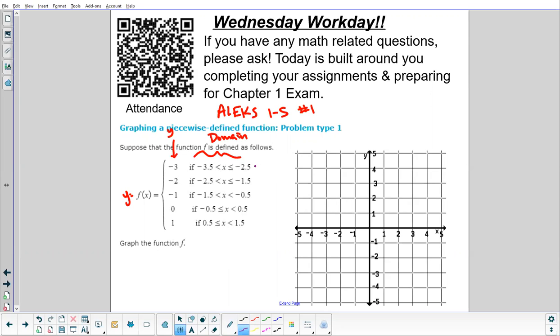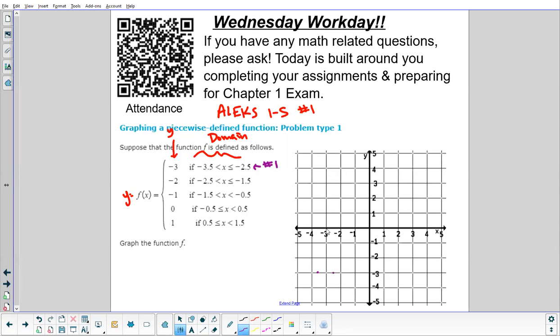The first piece, I'll call number 1. This first piece would only exist on these x values. From the x value of negative 3.5 to the x value of negative 2.5, the y will be negative 3. So I go to the y-axis at negative 3, and the x values from negative 3.5 to negative 2.5 will connect.